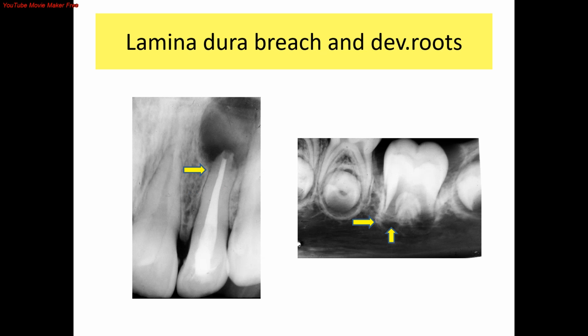Now this is an important slide as we are talking about the clinical importance of lamina dura in diagnosis. In the incisor, the yellow arrow shows a breach in continuity of the lamina dura, suggesting that the root apex is denuded of bone due to pathology. This suggests non-vitality of the tooth. But in the molar radiograph, the breach in continuity shown by yellow arrows doesn't show pathosis but a developing root with papilla, and so lamina dura is not continuous though the tooth may be vital.